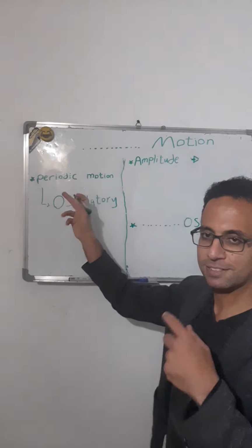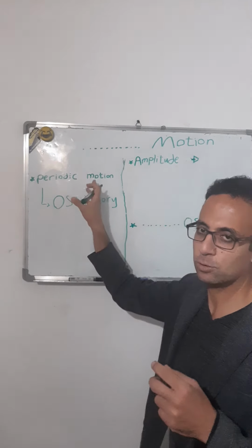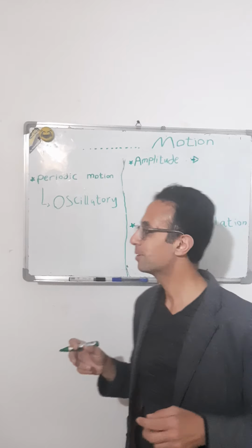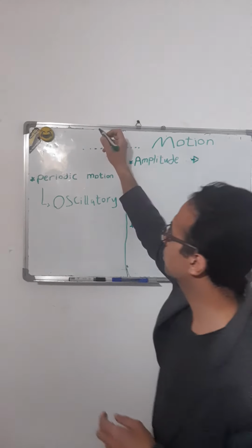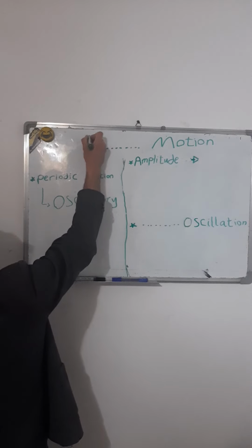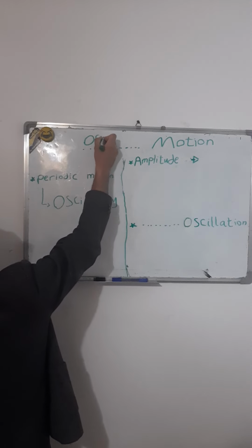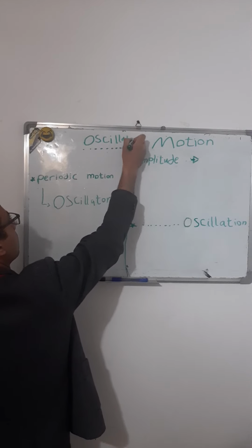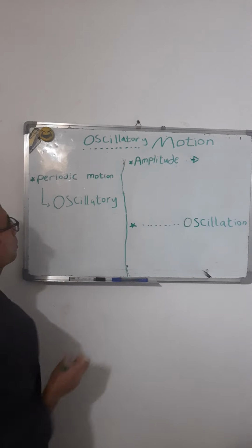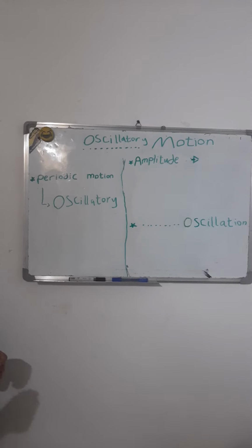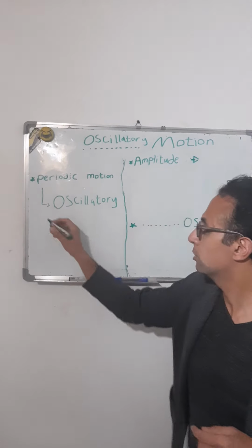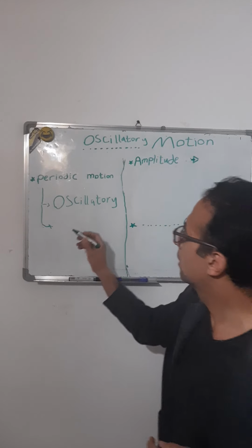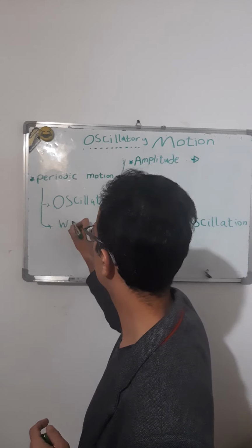Sorry, you will notice that the writing here is better. Please slowly, here some fastly. So sorry. Okay, we'll talk about oscillatory motion, and this is our main topic. And the second type of periodic motion is wave motion.